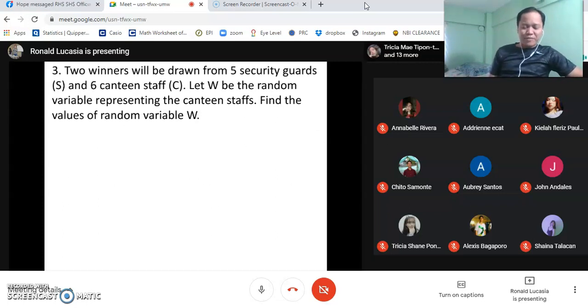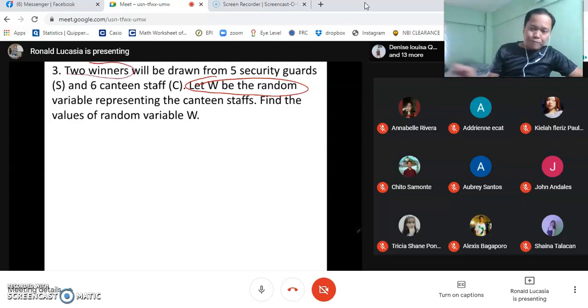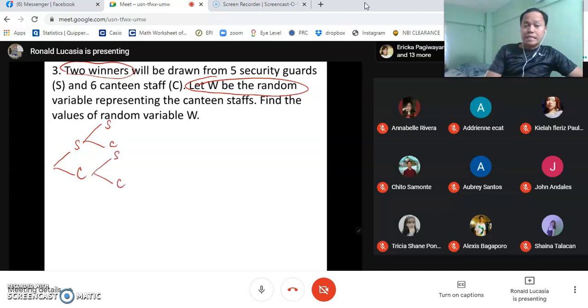Two winners will be drawn from 5 security guards, which is S, and 6 canteen staff, which is C. Let W, that's the random variable, represent the canteen staff. Find the values of the random variable. What I mean is we are doing the draw twice since there are two winners. So first we have a security guard, or it could be a canteen staff. Second, security guard or canteen staff. And third, security guard or canteen staff.